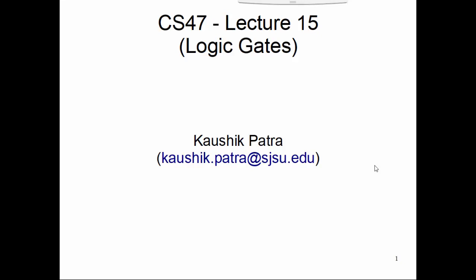This is lecture 15 of CS47 study, computer organization. We'll talk about logic gates in this lecture. So what are the logic gates? Logic gates are the electronic components that implement the Boolean functions. Or, at the very basic level, these are the electronic components which provide implementation for Boolean operations.